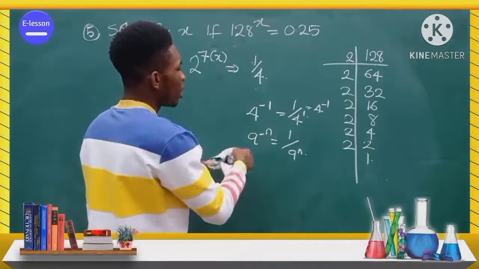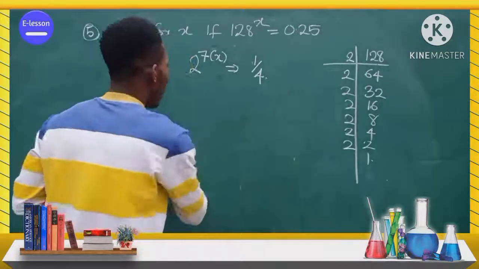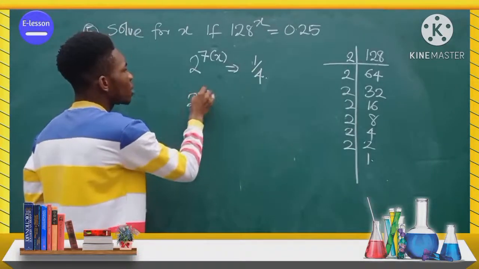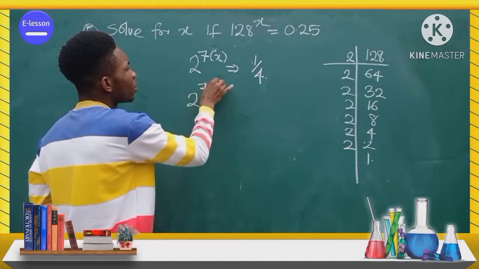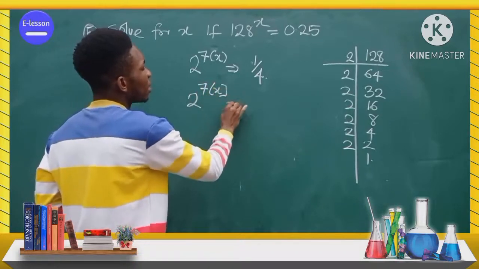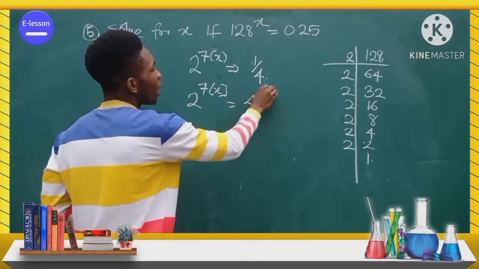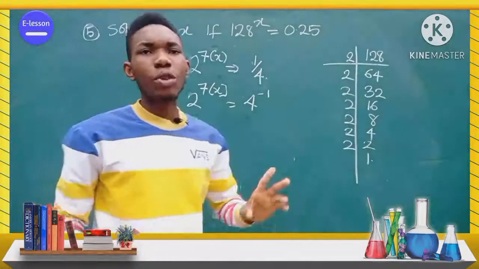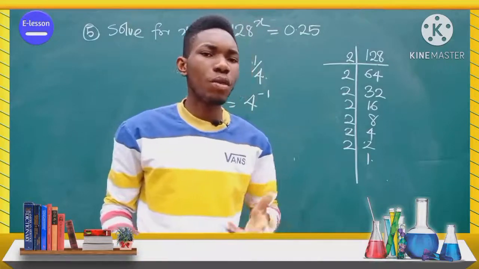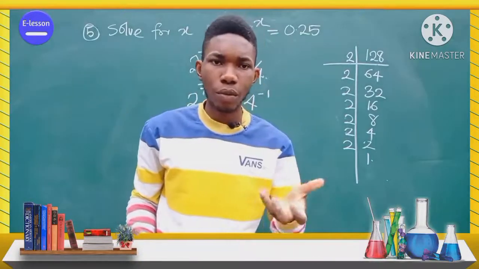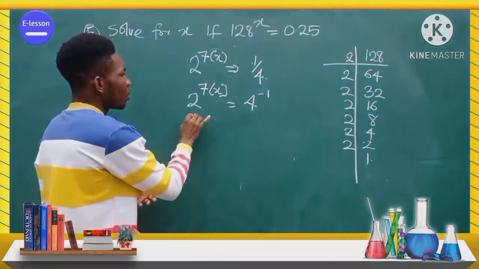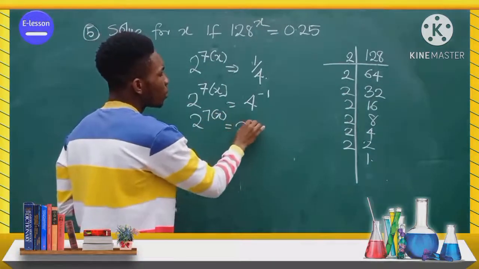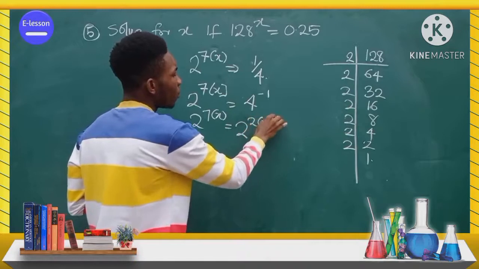So substituting in, like we said, in place of 1 over 4, we can put 4 raised to the power of minus 1. So this gives us 2 raised to the power of 7s is equal to 4 raised to the power of minus 1. Now, what is the indices of 4? What are you going to raise to the power of 2 that will give us 4? Is 2 raised to the power of 2. So this gives us 2 raised to the power of 7s is equal to 2 raised to the power of 2, bracket 1 minus what?